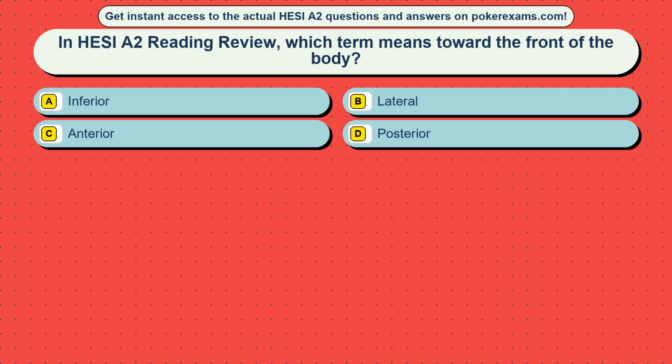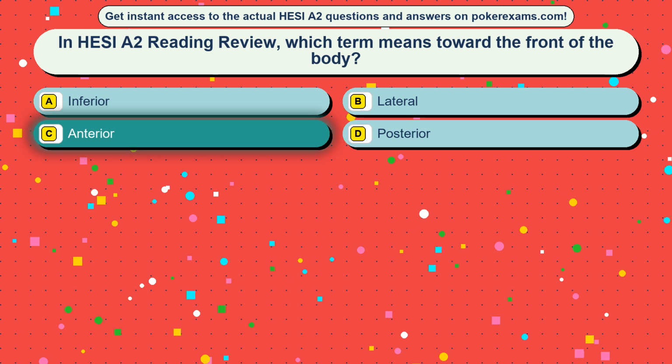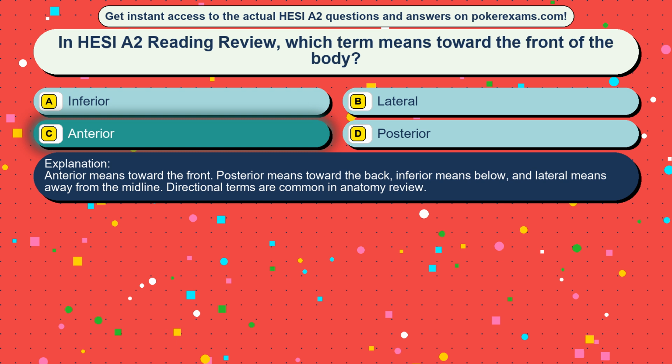Option A, inferior. Option B, lateral. Option C, anterior. Option D, posterior. The correct answer is option C, anterior. Anterior means toward the front. Posterior means toward the back.